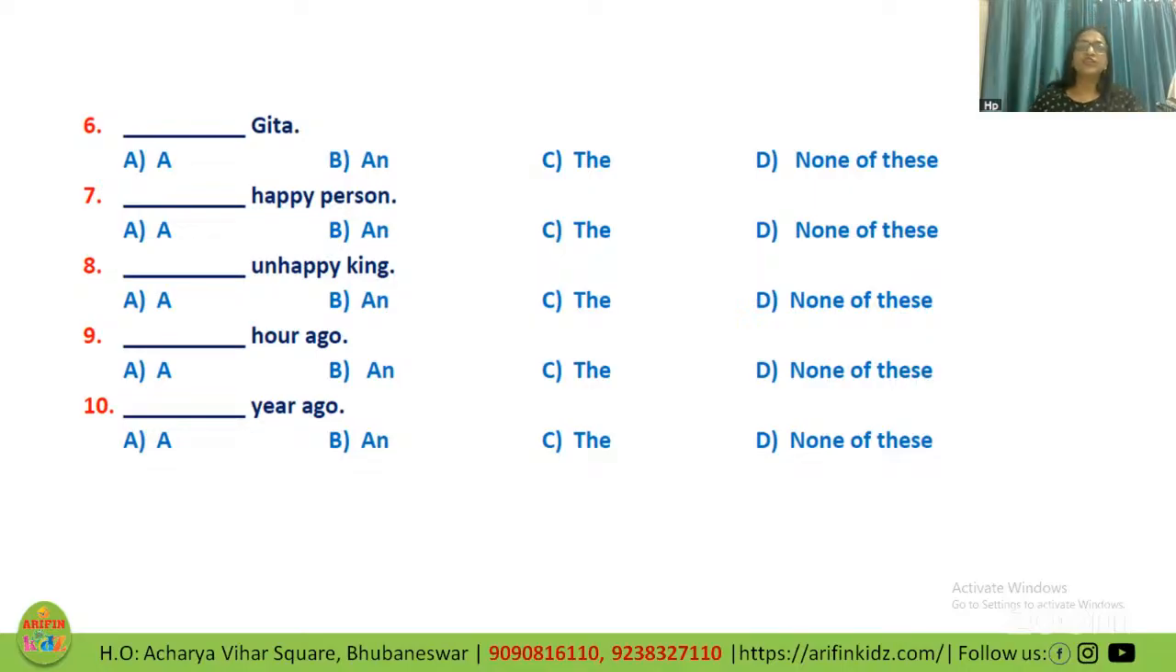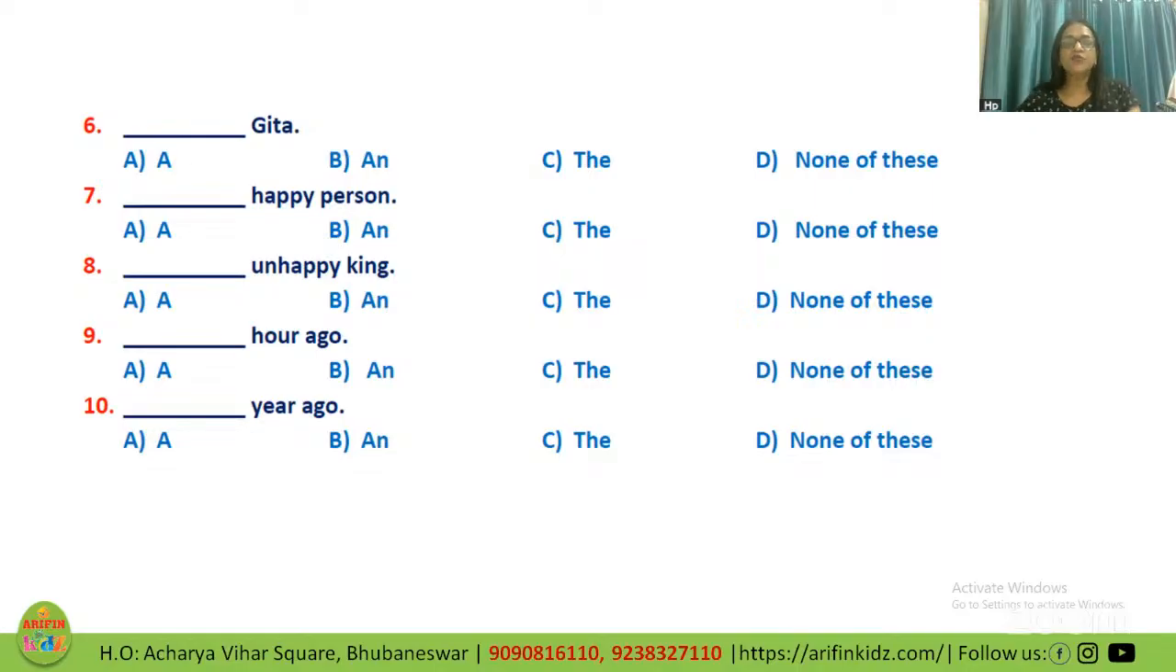Let's come to question number 7. Give me the answer. Dash happy person. Yes. Ruby, Advika, Mamta, Raghav. Okay. Thank you so much. It is a happy person.